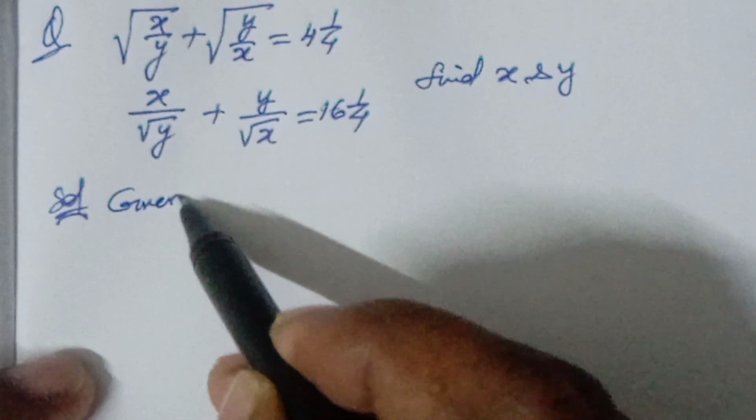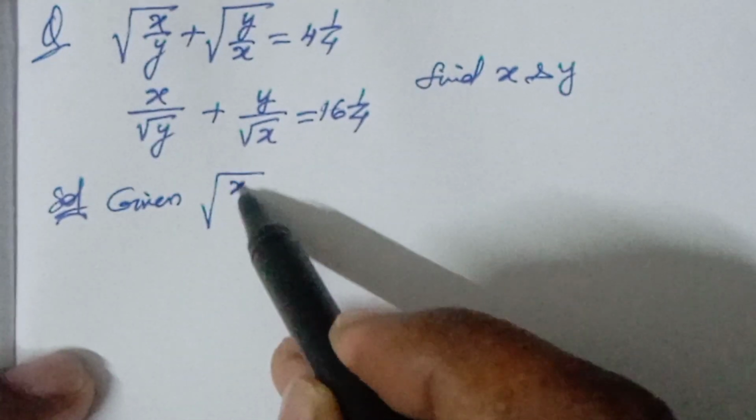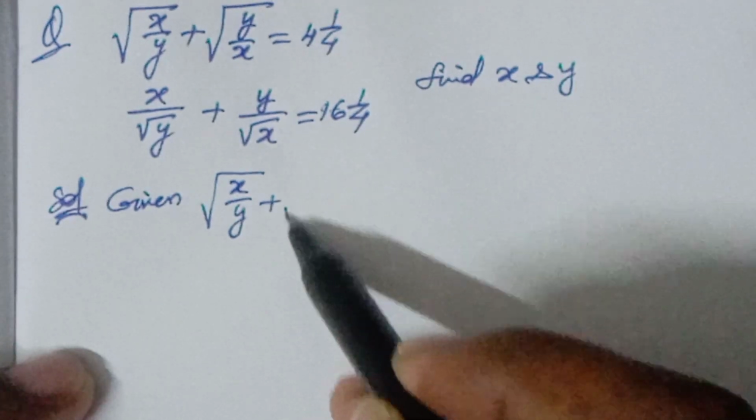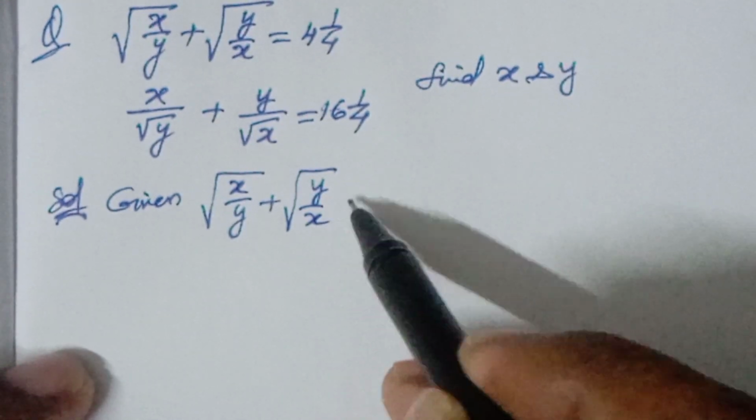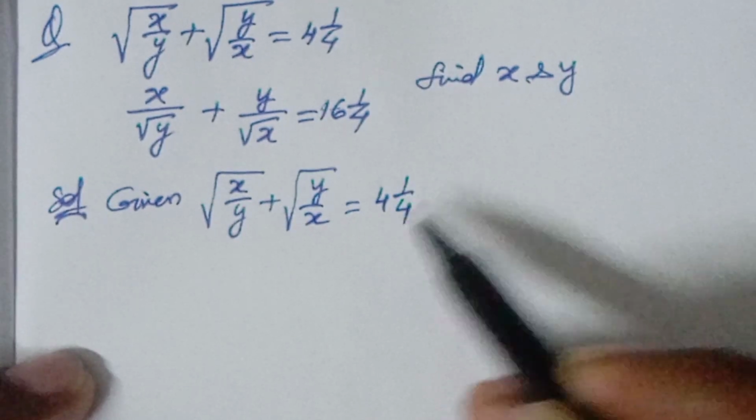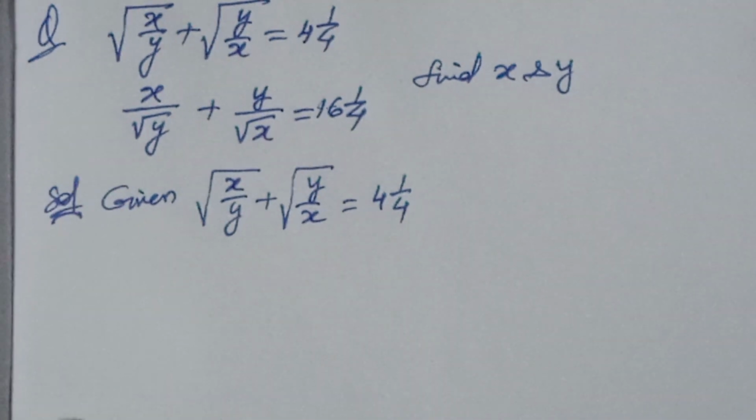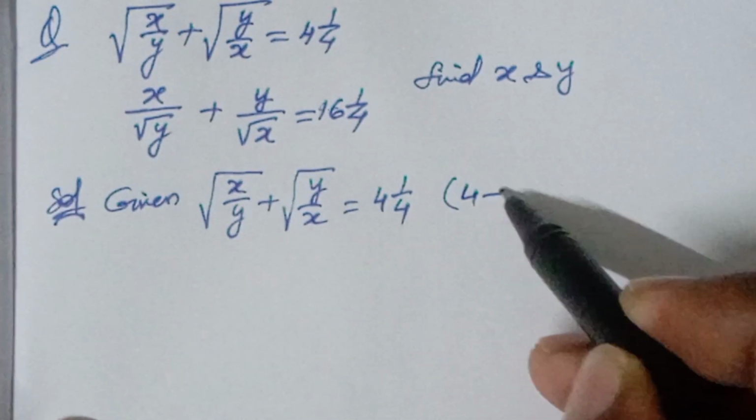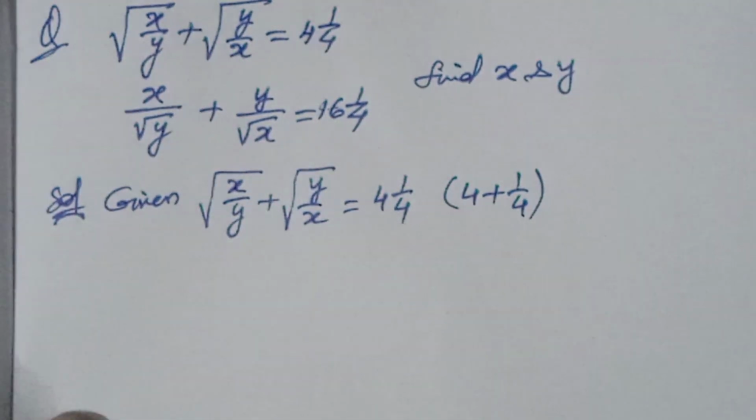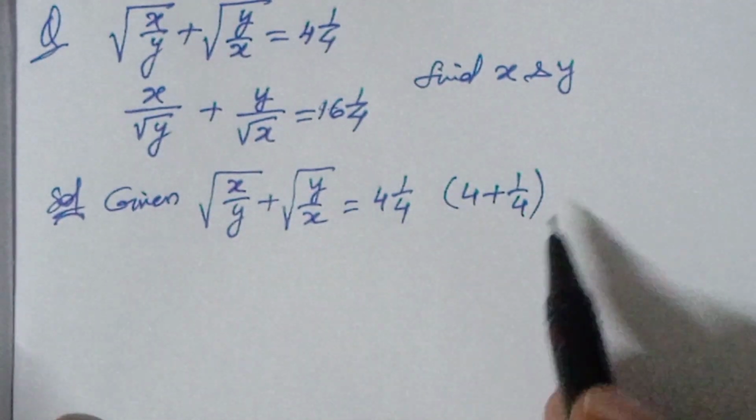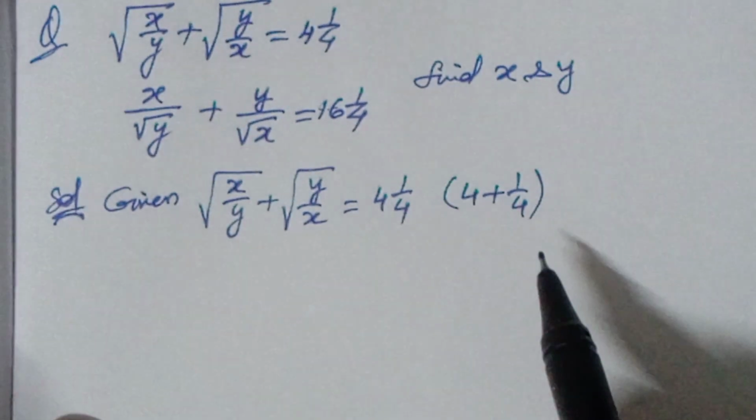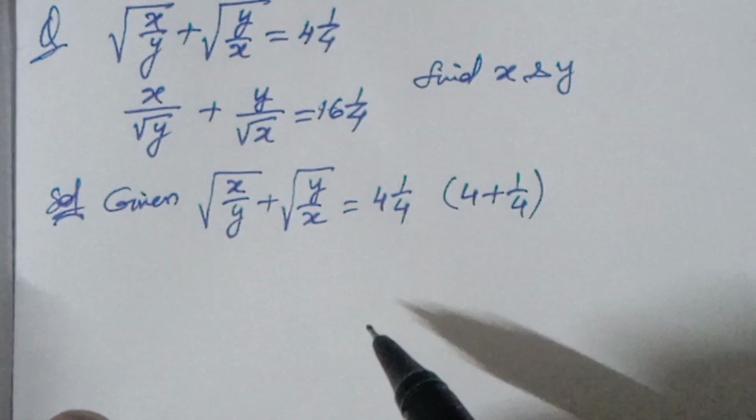So here, given root of x by y plus root of y by x is equal to 4 1 by 4. Here you can do it in a short way. You can write it as 4 plus 1 by 4. That is another way you can find the value of root of x by y. But here I am doing it in the long process.